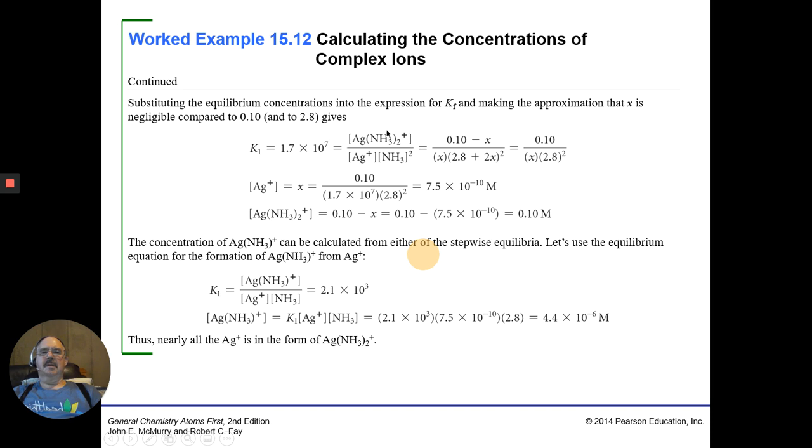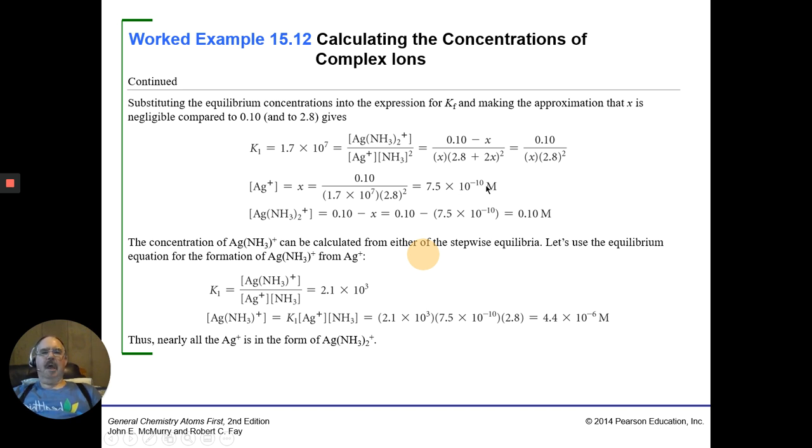Okay, so here's the K1. I'm sorry, this is a KF. So we substitute these values from our table, and we can assume that the X in the numerator and the 2X in the denominator are both negligible. And if we solve for X, we get 7.5 times 10 to the minus 10th.